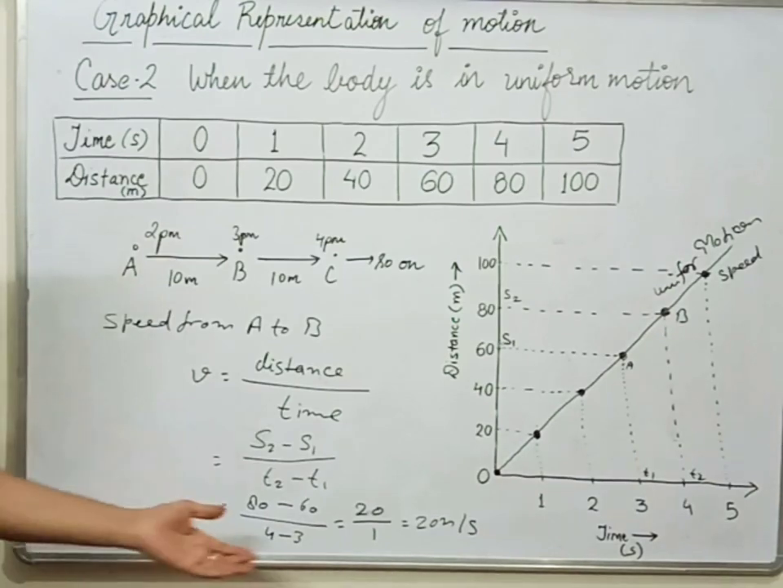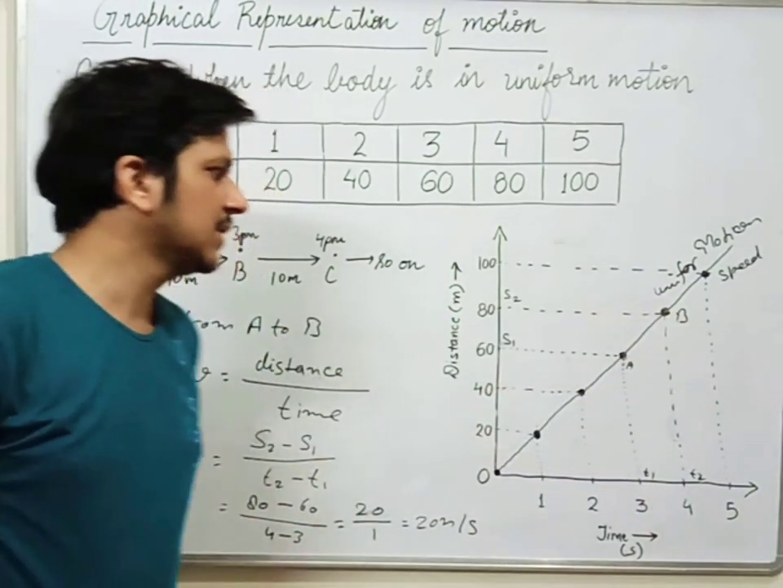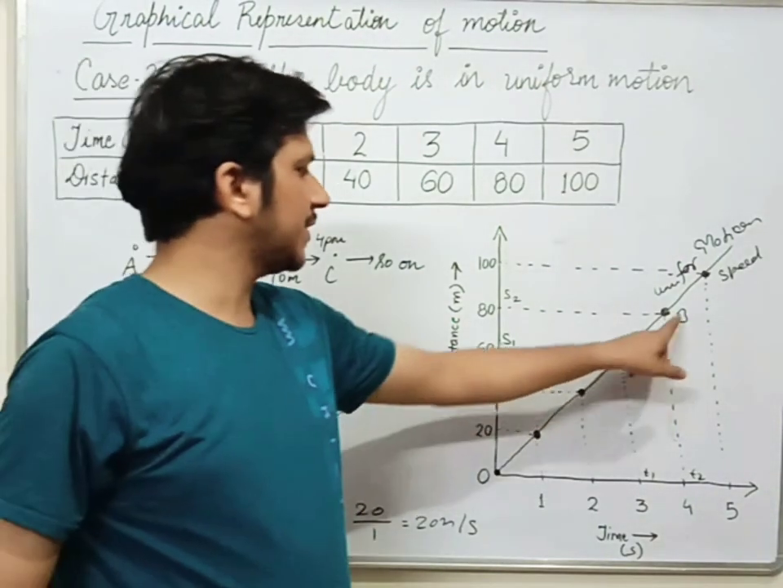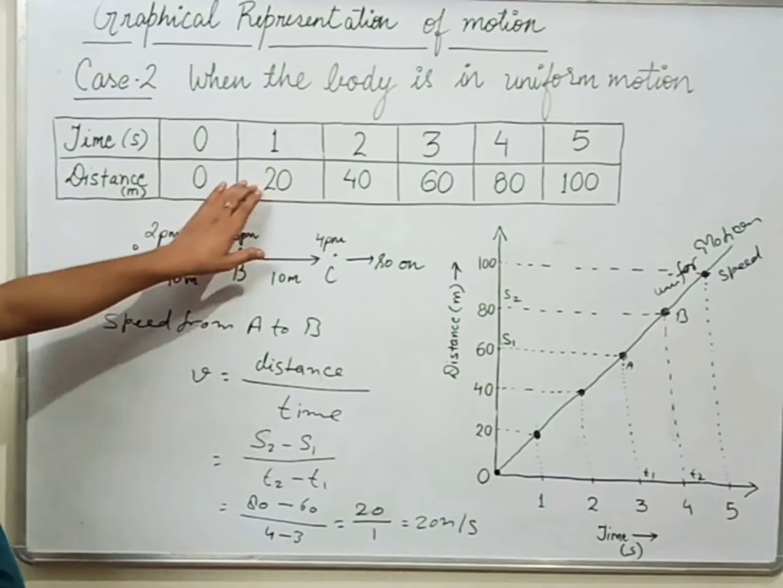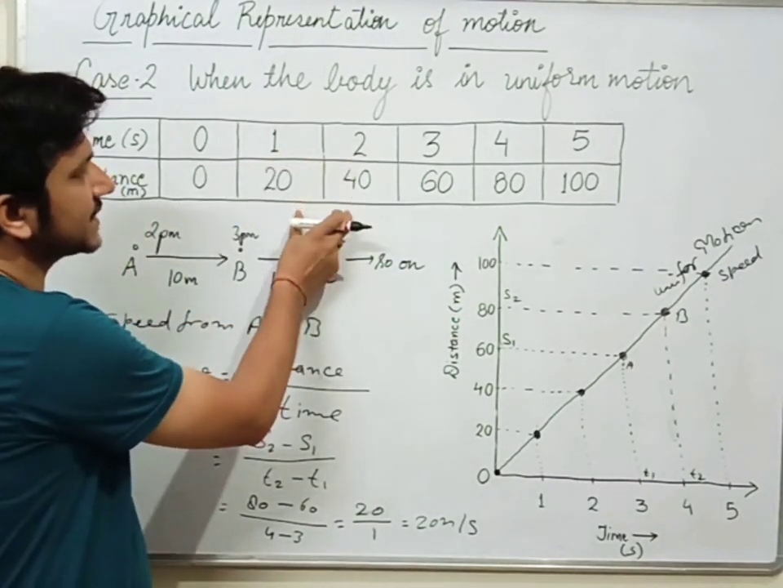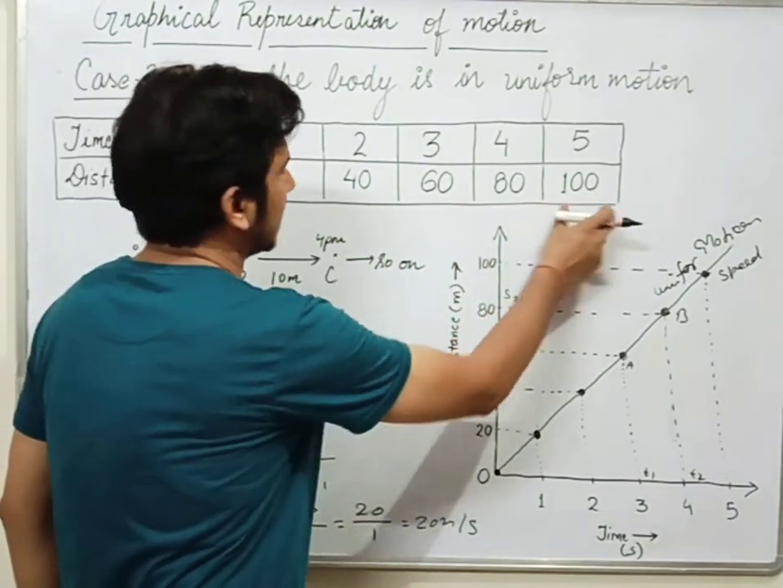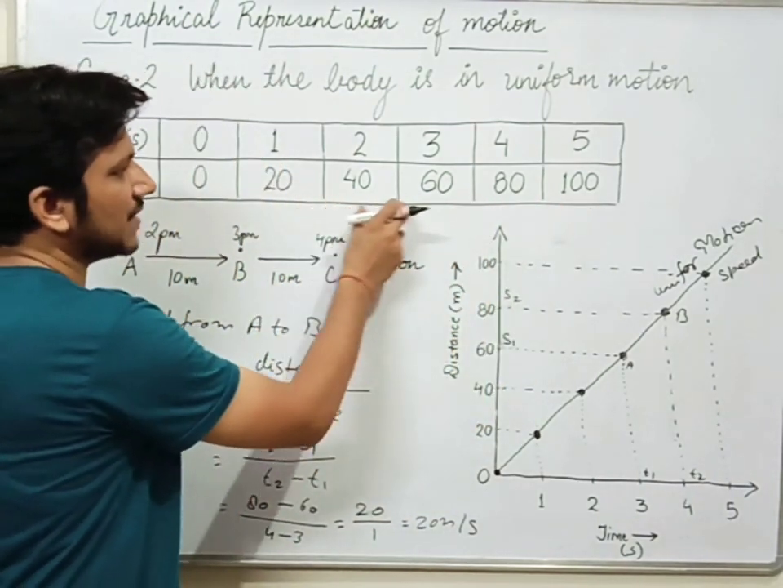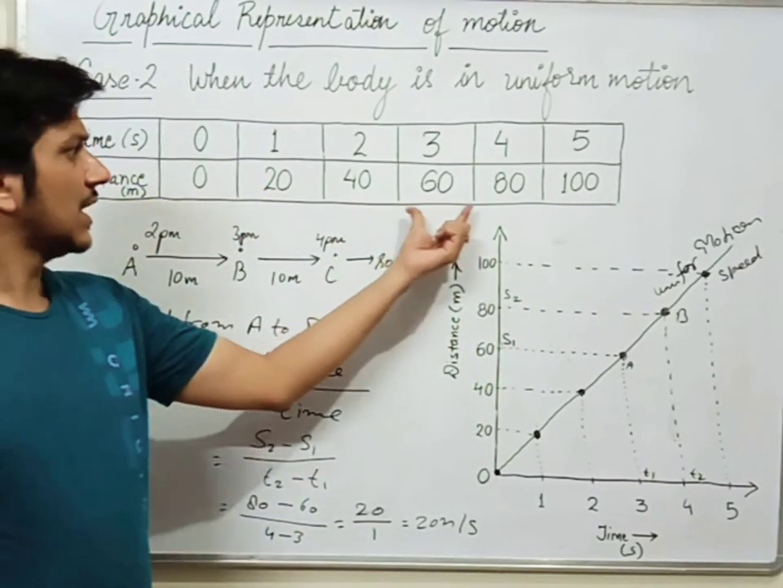In this way we get the speed of the body from A to B, which is 20 meters per second. Here you can see that in every 1 second it covers an equal distance, 20 meters per second. In every instant of time it covers an equal amount of distance.